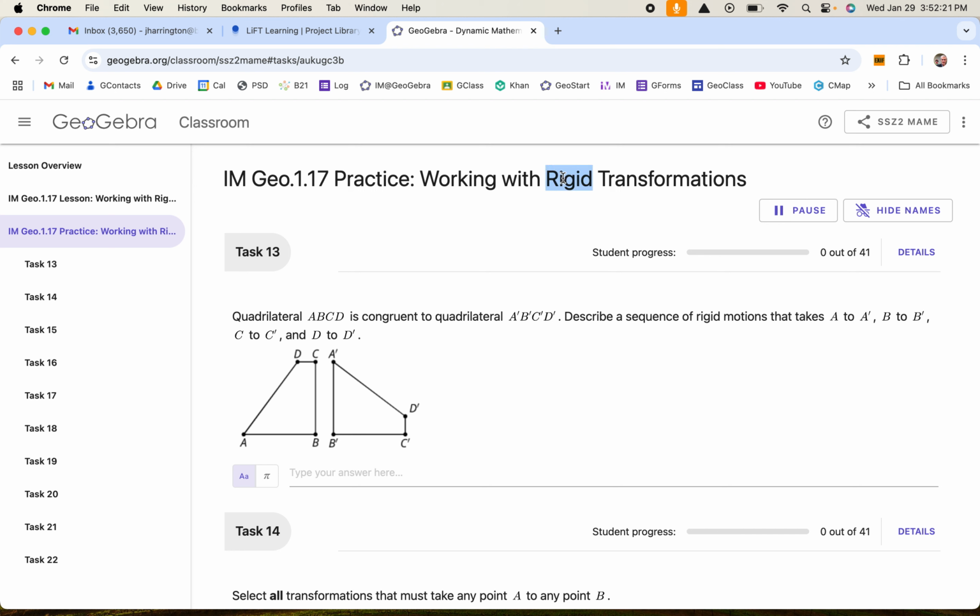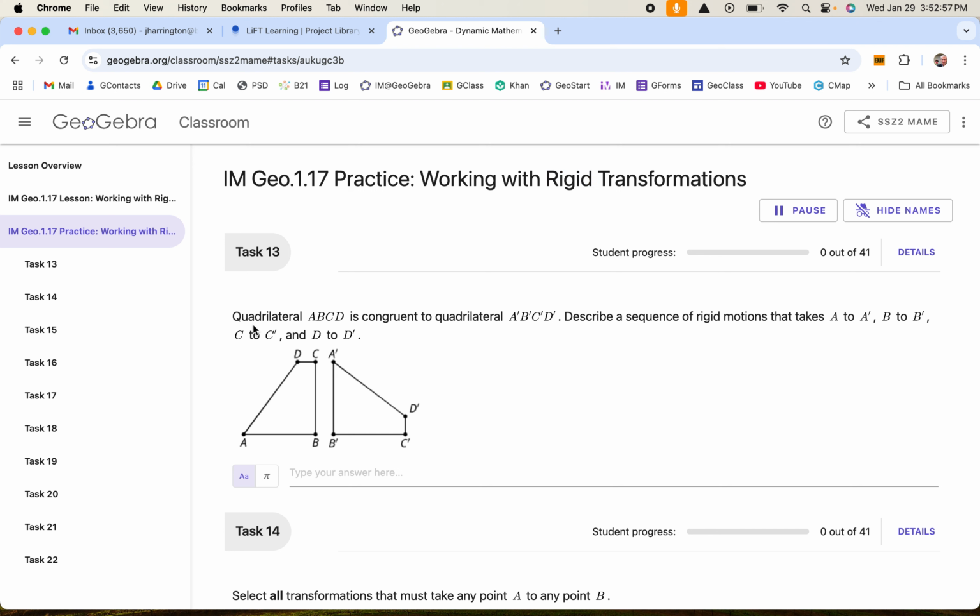Rigid transformations, as you know, are transformations where the size and shape of our original is preserved. So the resulting image, the shape that we get after we've moved it around, flipped it, spun it, or whatever, is still the same size and the same shape. It might be in a different location or facing a different direction, but if you cut the two pieces out, you could put them together and they would match up perfectly, because they're still congruent to each other. That's what rigid transformations are all about.